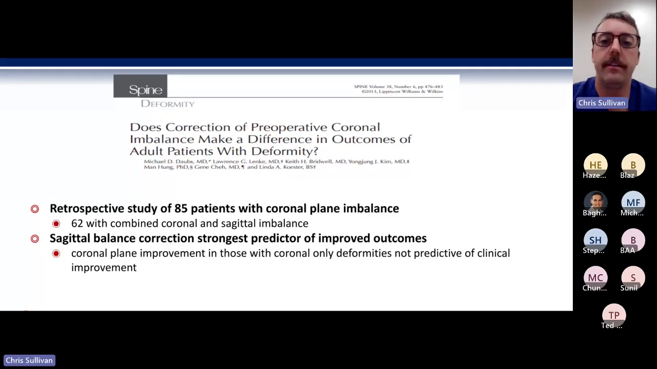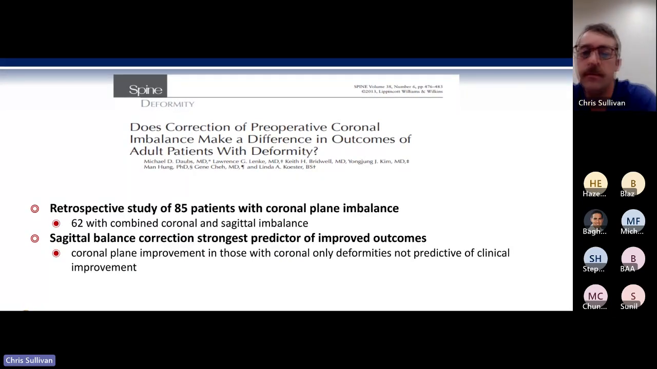And then this study in 2013, which was kind of interesting, did a retrospective analysis of 85 patients with a coronal plane imbalance. But overall, of those 85 patients, 62 had a combined coronal and sagittal imbalance. What they found was that correction of the sagittal imbalance was actually the strongest predictor of improved outcomes. And those who had coronal-only deformities and had improvement in their coronal plane, it was not necessarily as predictive of clinical improvement.